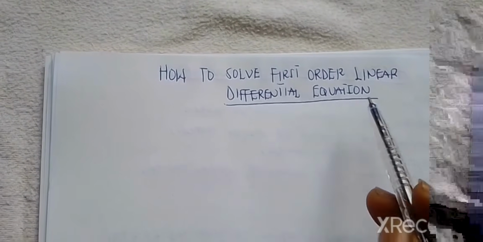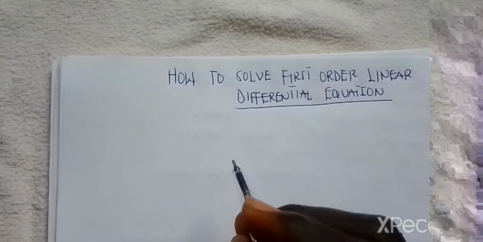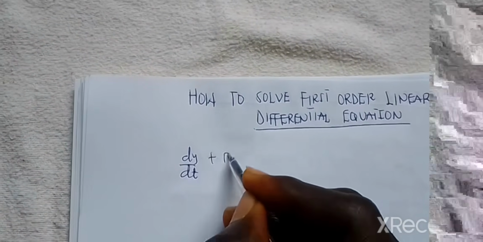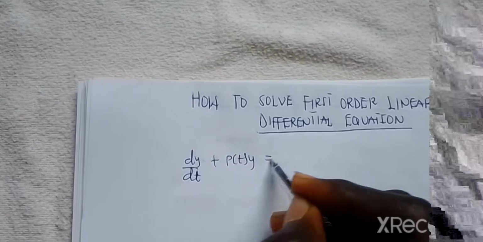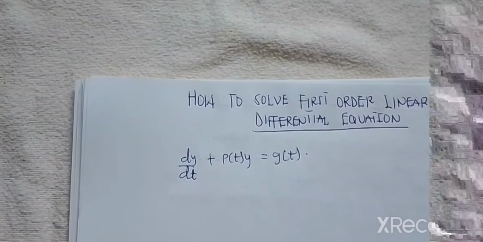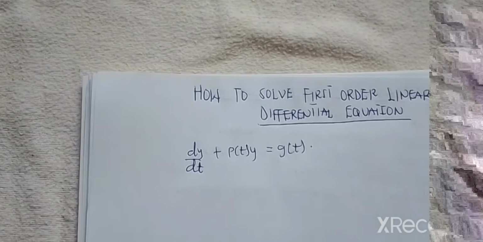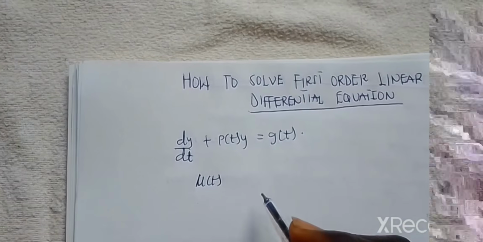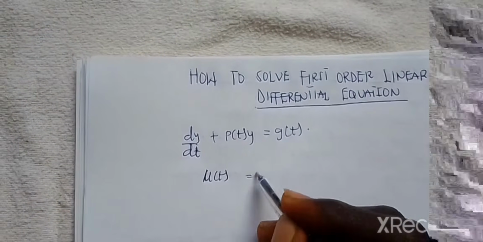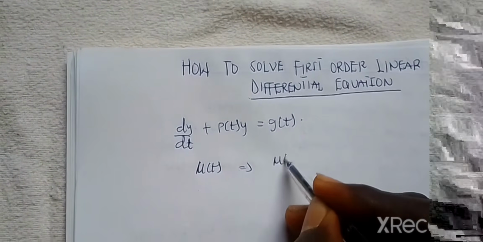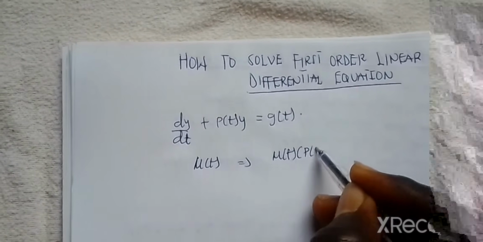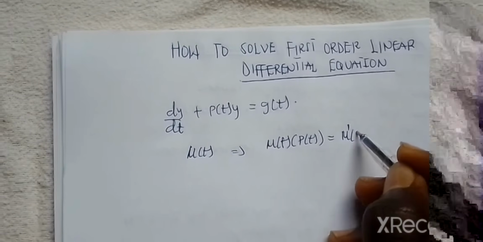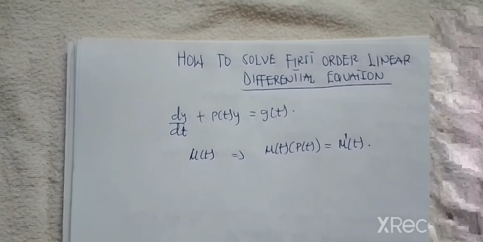So a first order linear differential equation is always represented in the form dy over dt plus p of t multiplying y is equal to g of t. We said there is an assumed function called the integrating factor mu of t, which always, when you multiply it by the p of t, gives us the derivative mu prime of t. It's an assumption you make.